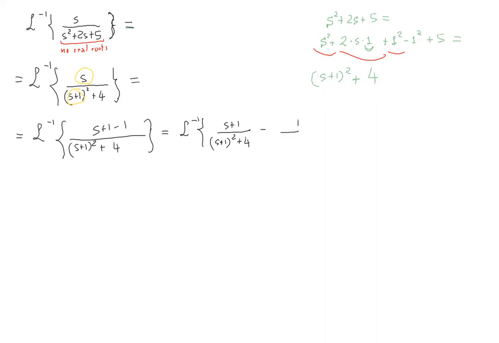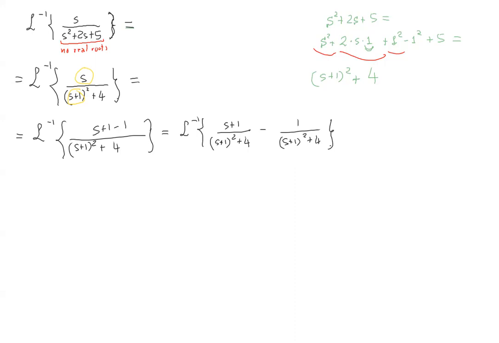Minus 1 over (s plus 1) squared plus 4. The first fraction is really nice. It comes from a cosine. There's a small problem with the second one. It doesn't necessarily work right away. You need something. What is it that you need? Can anybody tell me? Again, you need an adjustment here.